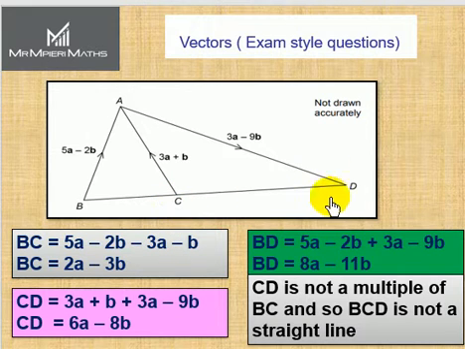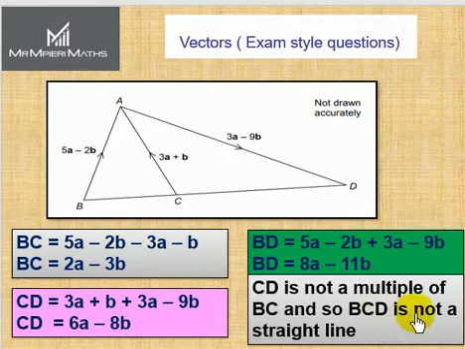So let's go for CD. Now CD is fine because it's going the same direction. Look at CD: CA plus AD. So add the vectors. We have 3a plus 3a, that gives you 6a. Plus b minus 9b, that gives you minus 8b. So CD is 6a minus 8b. Don't forget here, BC is 2a minus 3b. So CD is not a multiple of BC.